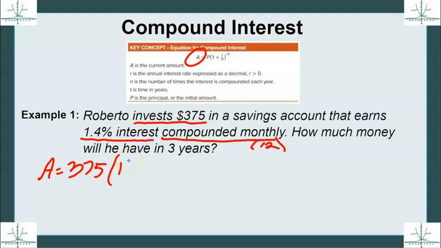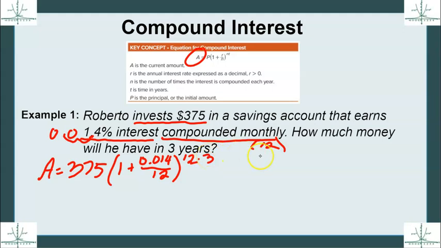So the percent, 100% as a decimal would just be 1.0, so that's why it's the 1, plus the rate as a decimal. 1.4 is a percent. So as a decimal, I have to multiply it or divide it by 100. So if I move the decimal place 2 places to the left, I'm now left with 0.014, divided by the number of times being compounded each year. It says compounded monthly, which means 12, raised to the NT power, which would be 12 times the number of years, which would be 3.